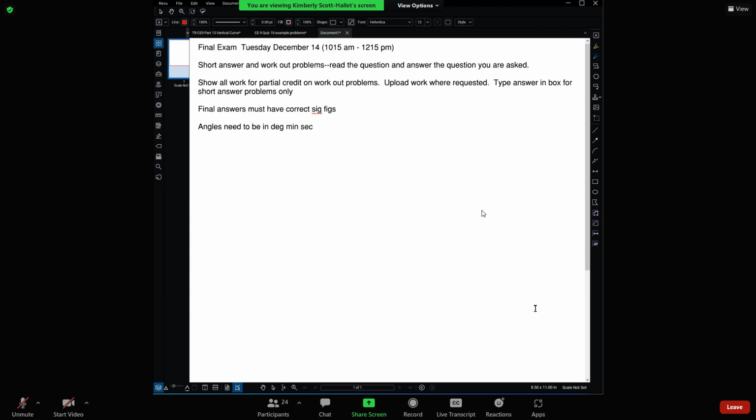I think most students are pretty good with this, but angles, again, for a final angle need to be in degrees, minutes, and seconds. So again, if I don't provide you seconds, don't provide seconds in the final answer.